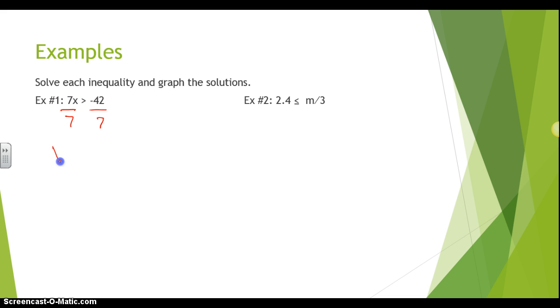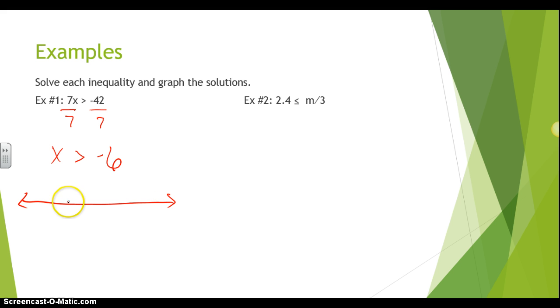So on the left side I will have x. The inequality sign stays as a greater than symbol. Negative 42 divided by 7 is going to give me negative 6. So I have solved for this inequality. Now I'm going to graph my number line. This is saying x is greater than negative 6. Remember, when it's greater than, x is going to be going to the right.